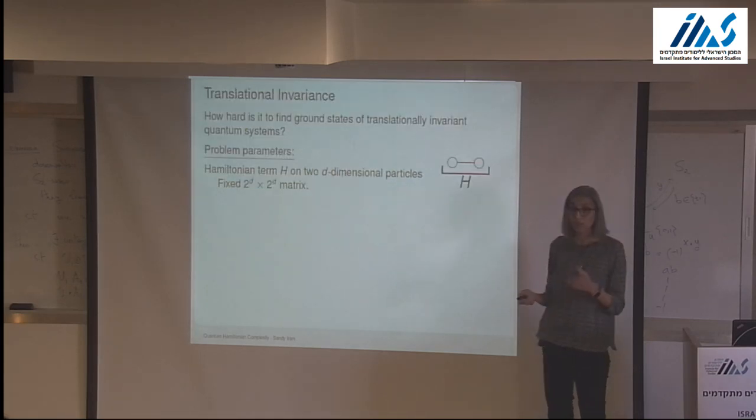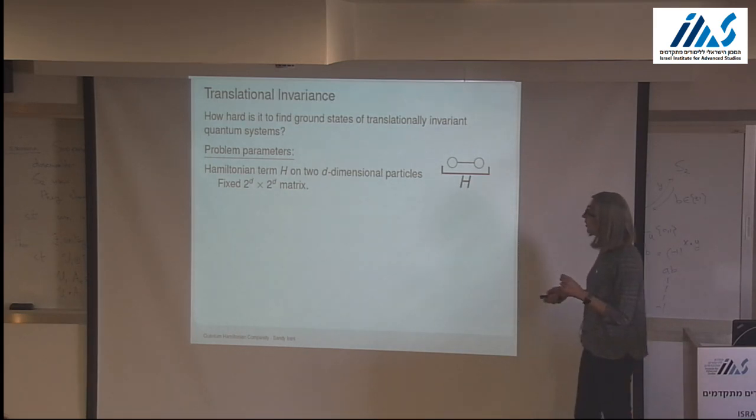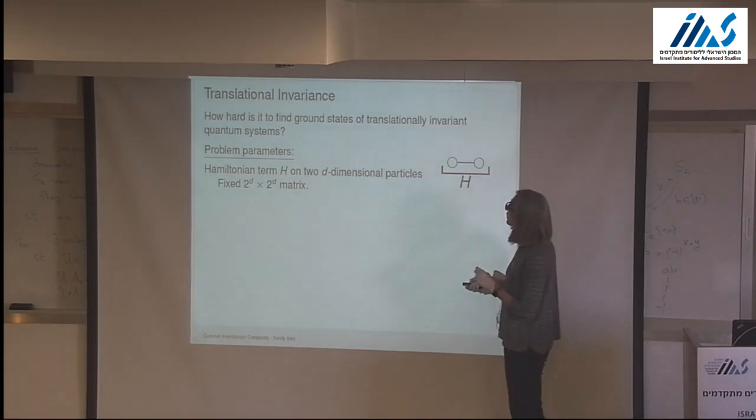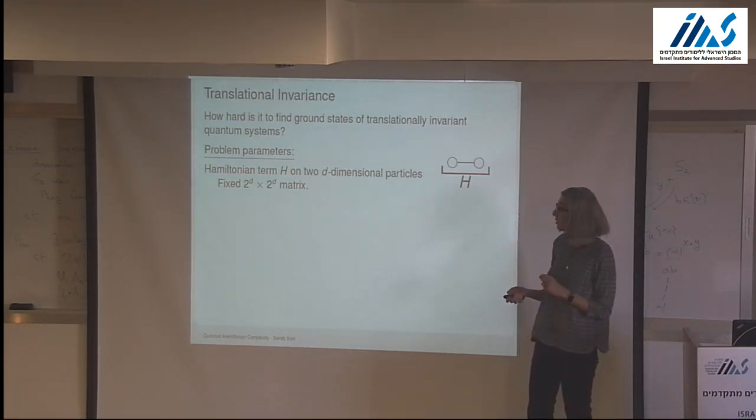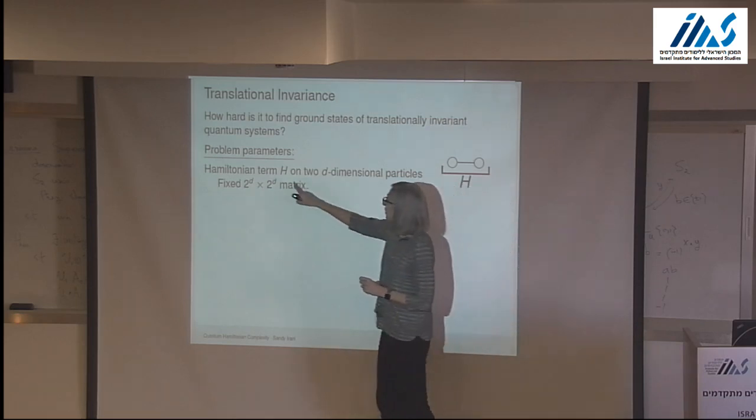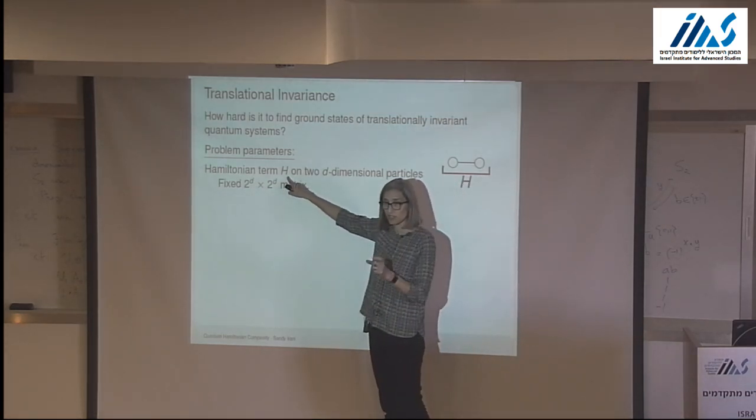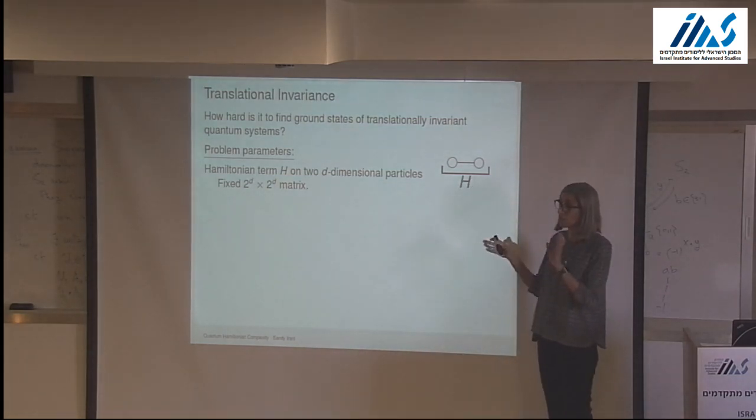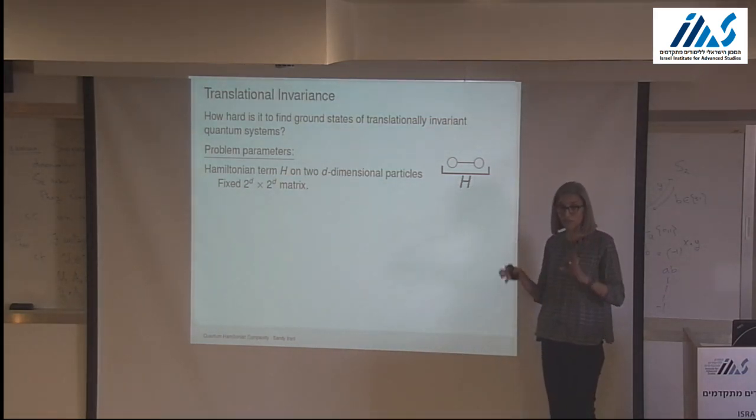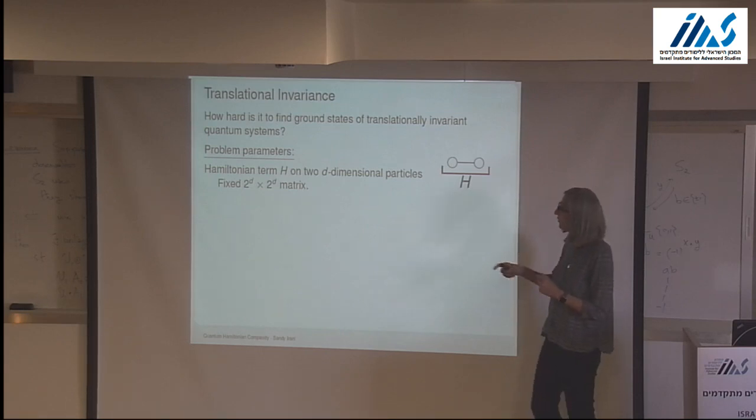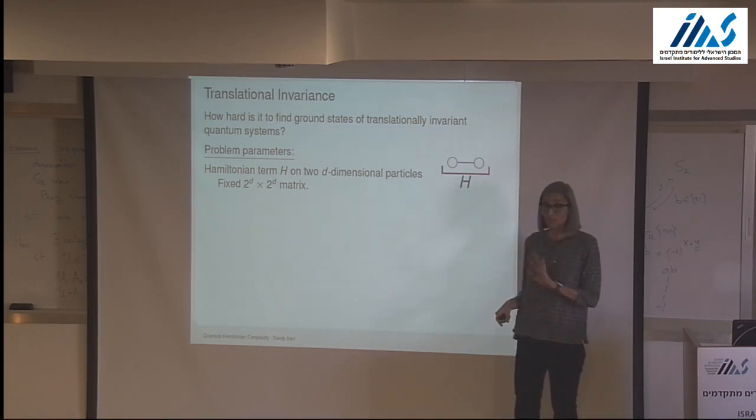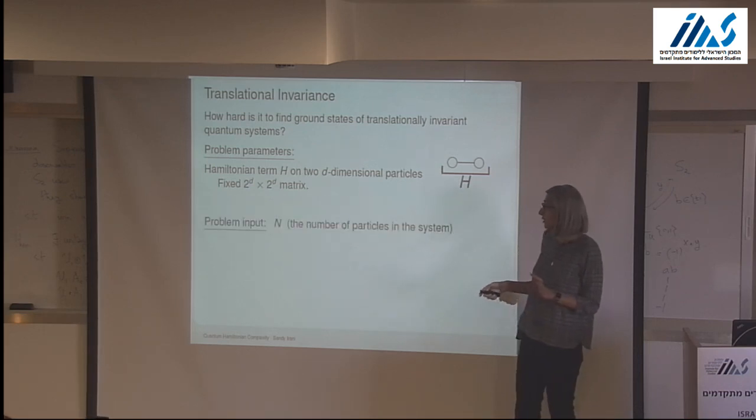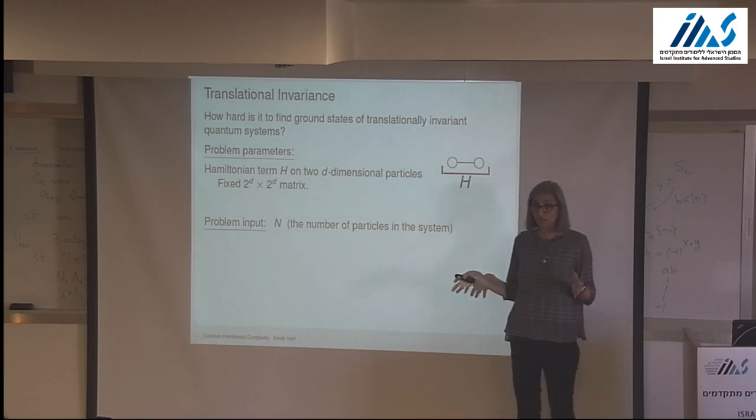So let's try and formulate this, first of all, as a computational problem. How hard is it to find ground states of translationally invariant quantum systems? Now I'm thinking of the single qubit term as fixed. It's part of the description of the problem. I'm studying like the Heisenberg model or the Hubbard model or something. So it's a fixed 2D term once and for all. It's not part of the input to my problem anymore. The only thing I get as input is the size of the system.